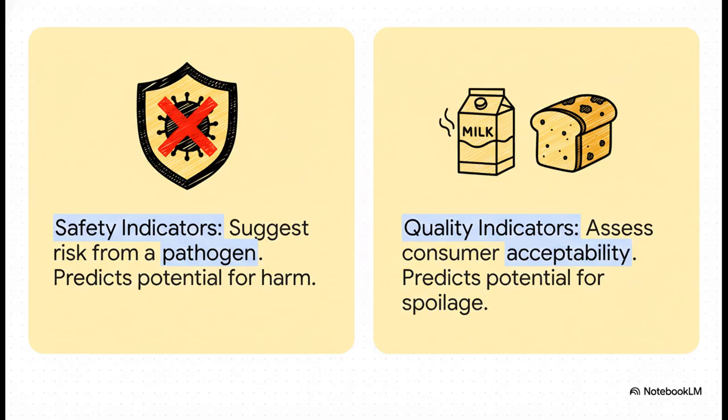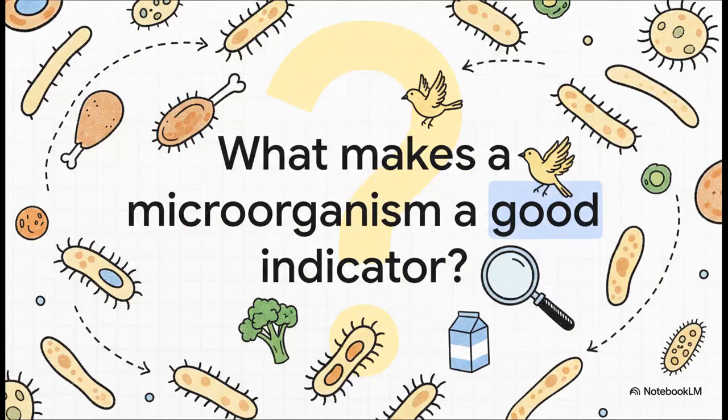Then on the right, you have quality indicators. These are more about your experience as a consumer. They predict spoilage. They tell us if the food might taste funky, smell bad, or just not last as long as it should. So finding a bunch of yeast in juice is a quality problem. It might start to ferment, but it's not the same kind of safety alarm as finding an indicator for, say, fecal contamination.